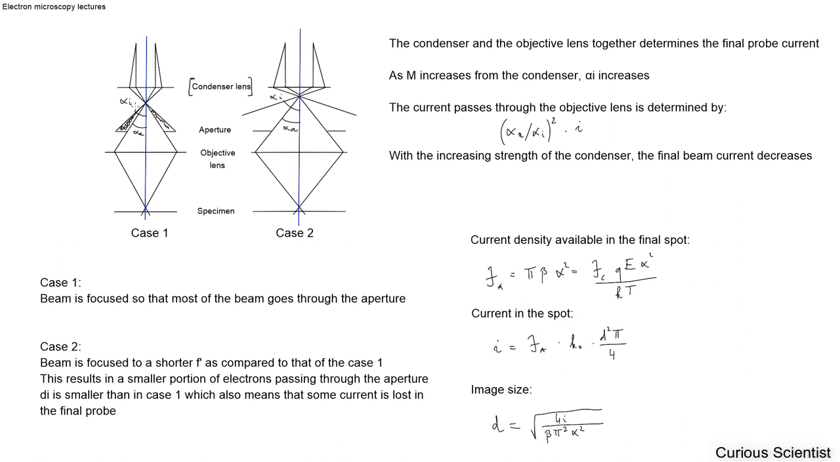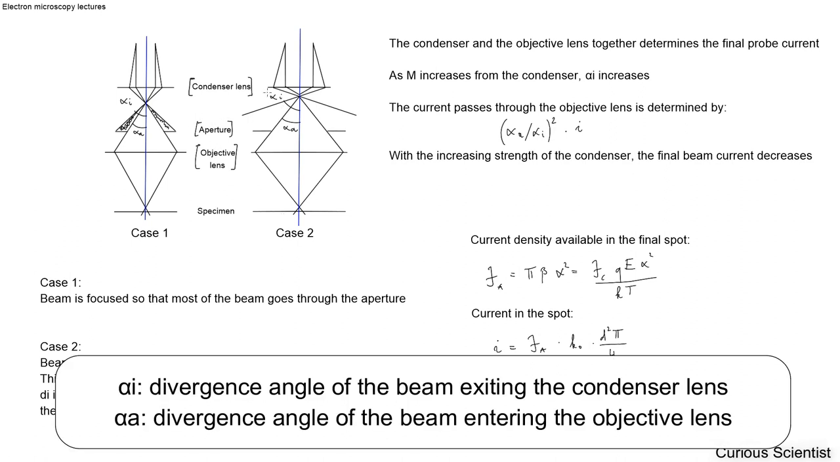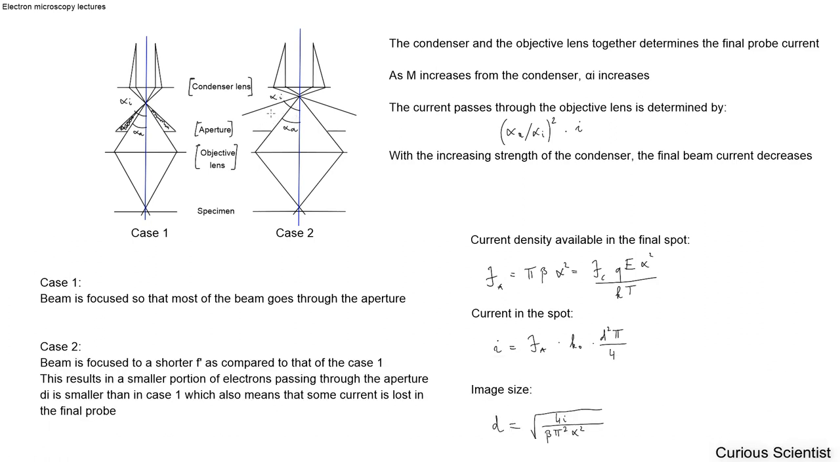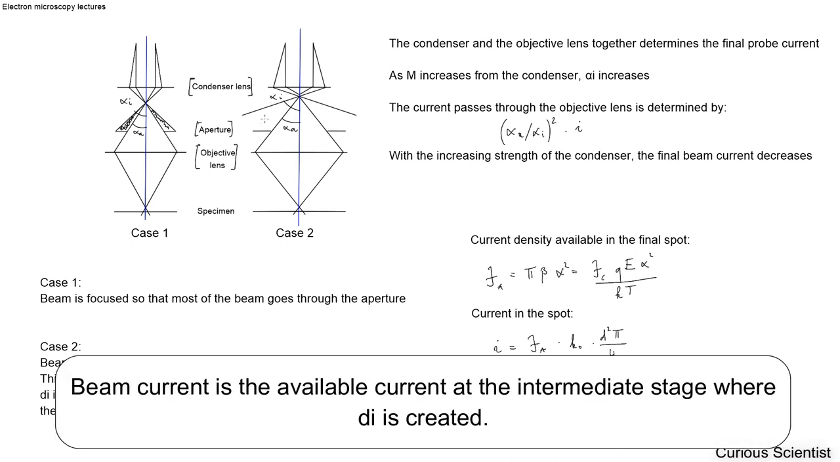And how we can regulate that is that we are introducing an aperture to our system, so that will introduce also another angle which is alpha A. We can call it for example an aperture angle, and that is basically the angle for the electrons which are actually entering the objective lens here. So that's what we have, and in fact by using the ratio of these two angles and using the beam current, we can determine the current which is passing through the objective lens.